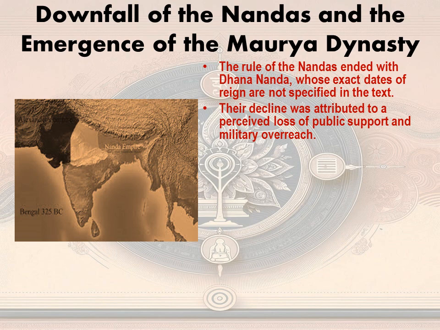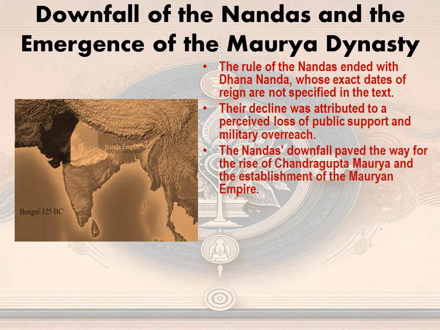Their decline was attributed to a perceived loss of public support and military overreach. So they annexed a lot of territory, and probably their administration was not well equipped enough to keep all the people under their control. And there was also a lot of corruption in the last stages of Nanda's empire. Therefore, they lost all kinds of public support, and thus they crumbled.